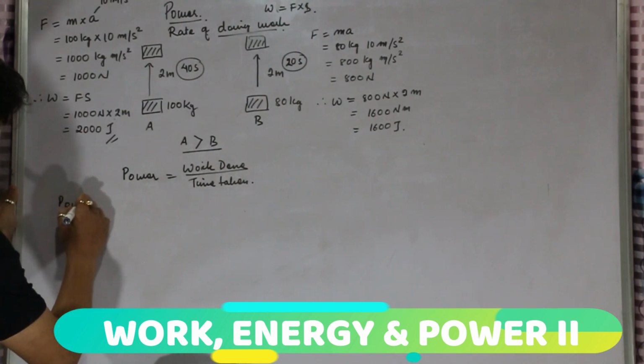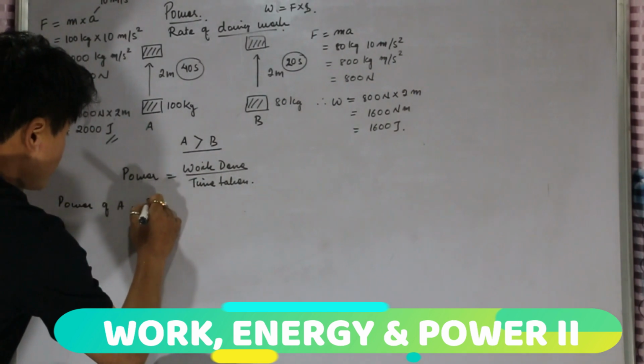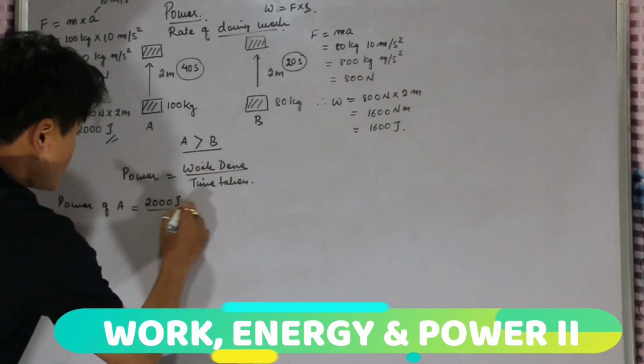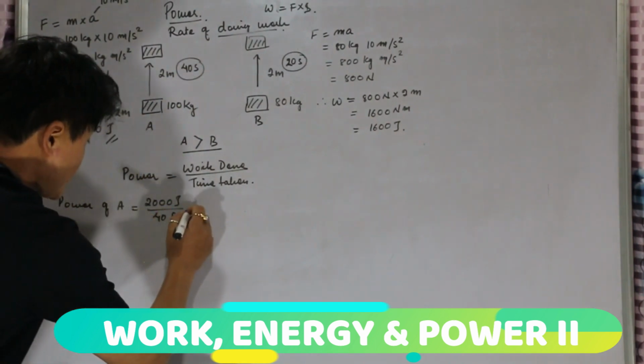Power of A is equal to work done. Work done is 2000 joules upon time taken, which is 40 seconds.